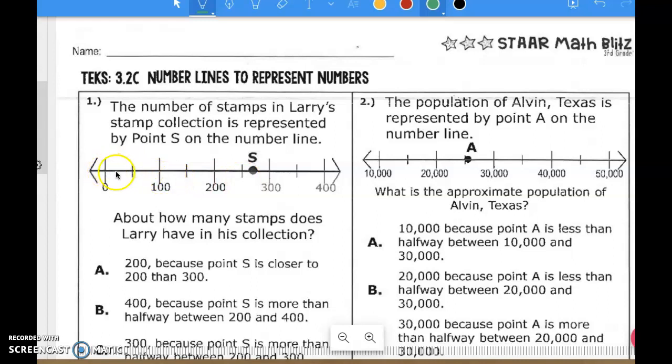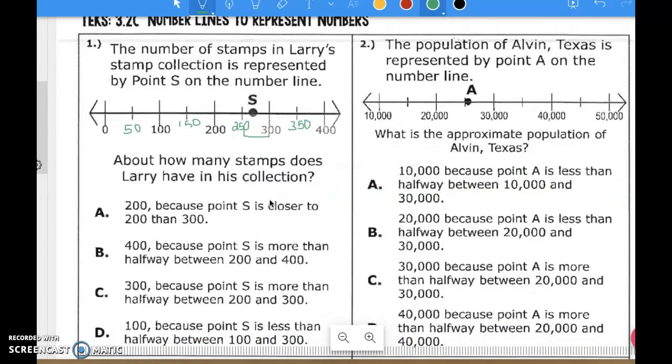I know that half of these must be 50 between 0 and 100, so that's 50. Between 100 and 200 is 150. It's always helpful to write these numbers down. So this is 250. My letter S has to be maybe 260, 265 or something like that. How many stamps does Larry have in his collection? It has to be between 250 and 300.